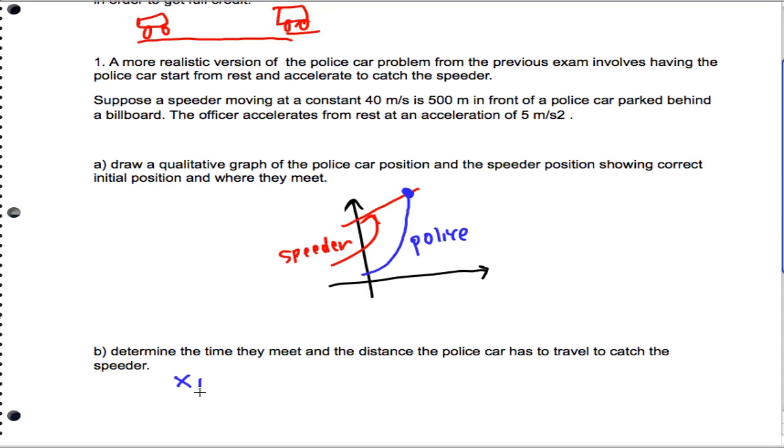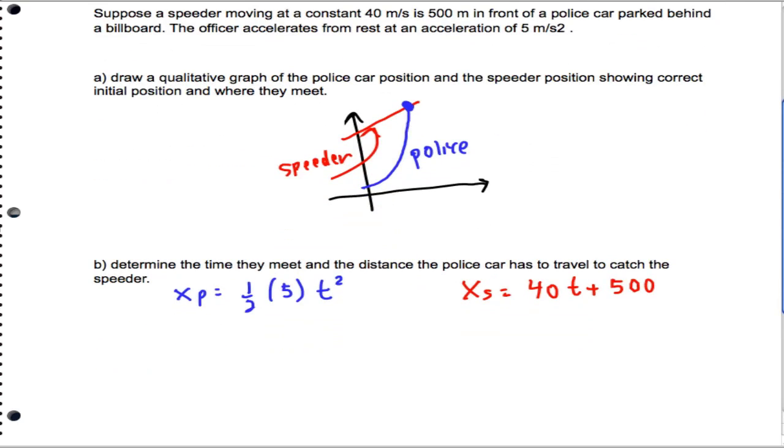So x of the police car is going to be, well, the initial speed is 0, so it's 1/2 times the acceleration, which is 5, times t squared. And for the speeder, well, he's already going, and he's going at a constant rate, so that's going to be 40 times t plus 500 when I set up its equation.